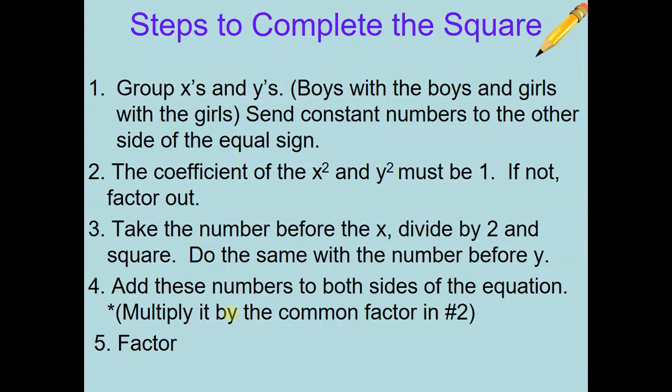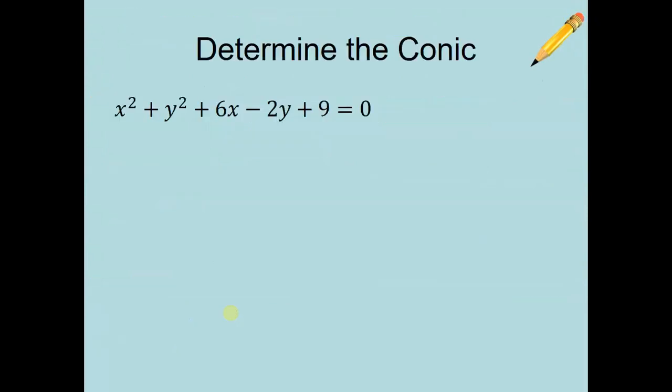Careful, if we do factor out something, we do need to multiply. I'll show you what that looks like in a bit. And then we're going to factor. So let's try a couple of examples of this. Because I know right now you're like, that's a lot of steps. I don't know if I like this. Let's try a couple of examples before we get really worried about all the steps.